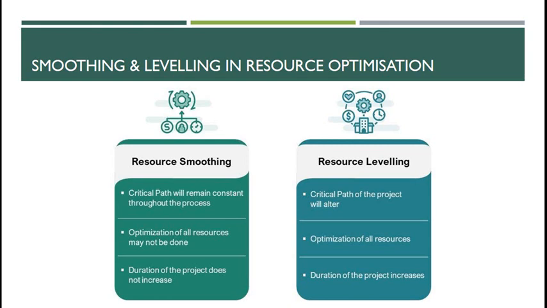Using smoothing, the critical path will remain constant throughout the process. Optimization of all resources may not be done, and the duration of the project does not increase. However, with resource levelling, the critical path of the project will alter, optimization of all resources is done, and the duration of the project increases.